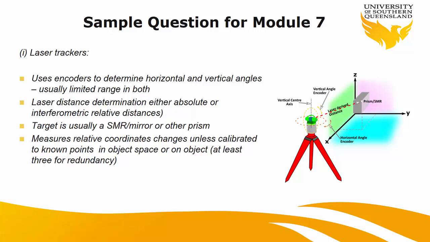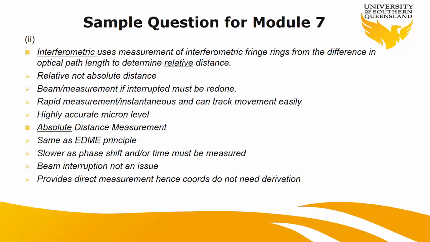So measure the relative coordinates. It doesn't give you the absolute. Yeah, so that's something important. Unless you actually calibrate it to known points, then you can get the absolute coordinates. Are we good? Yeah. So the difference between the interferometric, which is actually the relative distance. So very first thing you know, this is relative, not absolute, yeah?